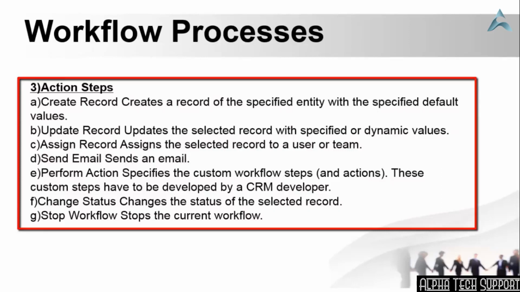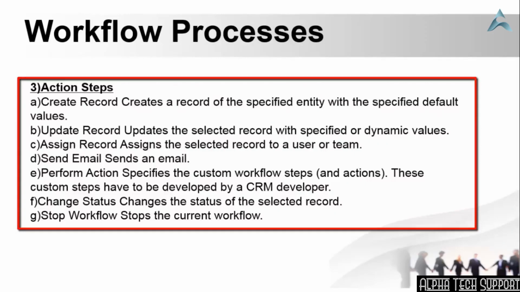Then there is another action step called update record, which updates the selected record with the specified or dynamic values. So for example, as we are creating a record in employee entity, similarly we can update a record in employee entity by specifying the employee ID equal to 1. So this way we can specify the employee ID and we can set the employee salary as 10,000. So we can keep updating the record with the help of this update record action step.